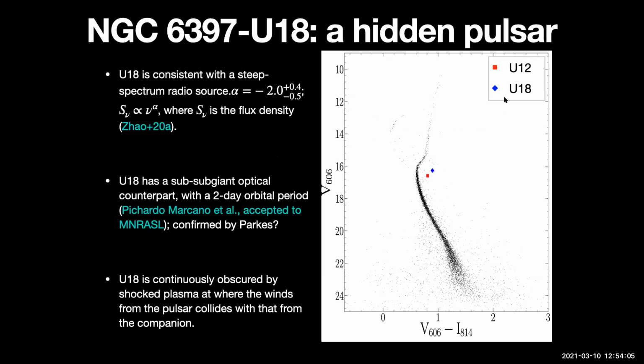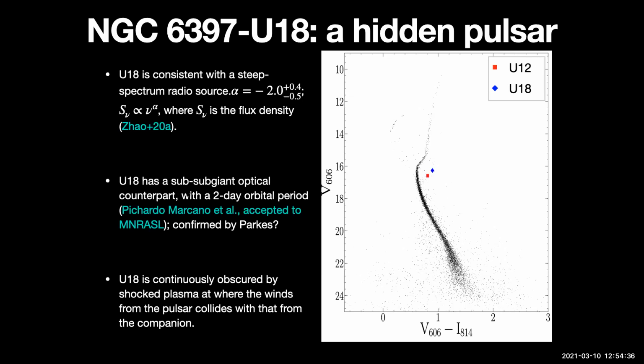So I think it's another millisecond pulsar in the same globular cluster, but it was not detected by previous Parkes timing searches. Partly because we think U18 is probably one of those hidden pulsars that is continuously obscured by shocked material at the collision between the companion star and the neutron star. So pulses from the pulsar might have been smeared out or scattered, so it's not detected by timing searches in previous studies.